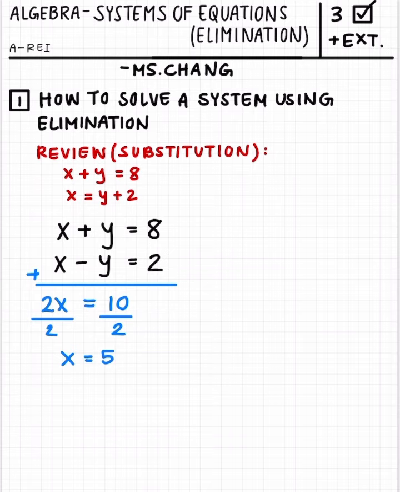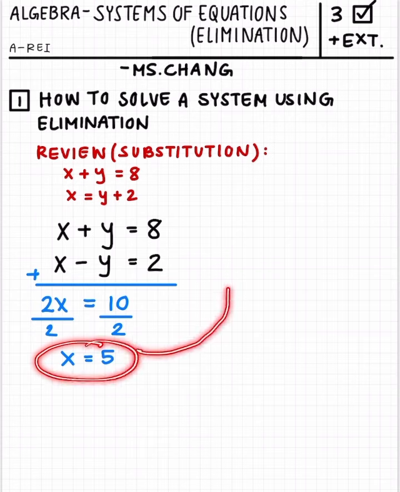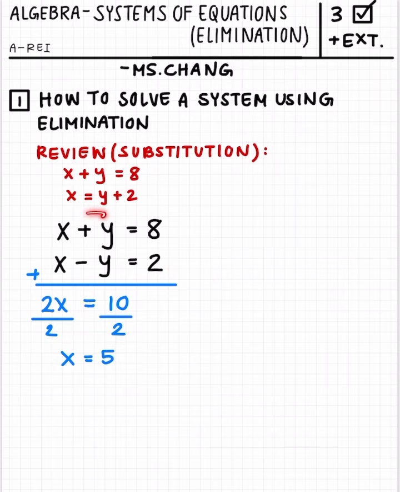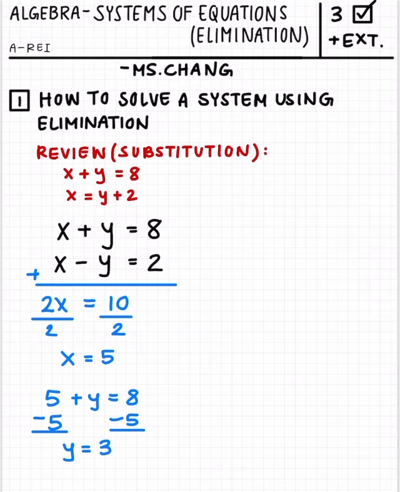So now that we have our x value, to find our y value, we can plug in our x value into either one of our initial equations. So I'll choose x plus y equals 8, and we have 5 plus y equals 8. To isolate our y variable, we'll subtract 5 from both sides of our equation, and we're left with y equals 8 minus 5, which is 3. So our unique solution is 5, 3.